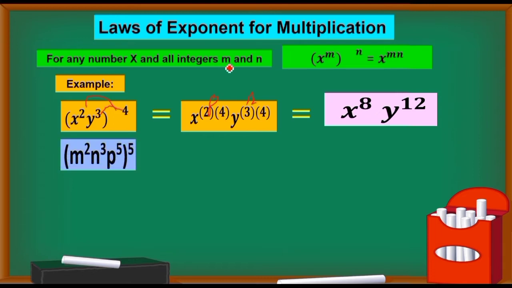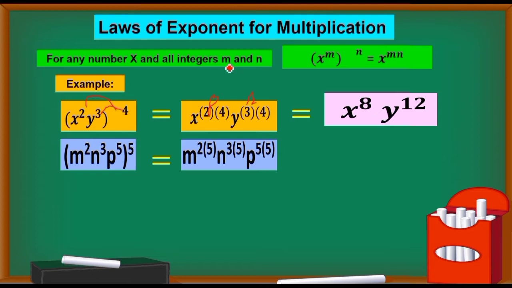Another example, given m squared, n cubed, p raised to 5, quantity raised to 5. Again, i-distribute natin yung exponent na nasa labas sa exponent na nasa loob ng mga given variable or base natin. So, magiging m raised to 2 times 5, n raised to 3 times 5, and p raised to 5 times 5. Imumultiply lang natin yung exponent.